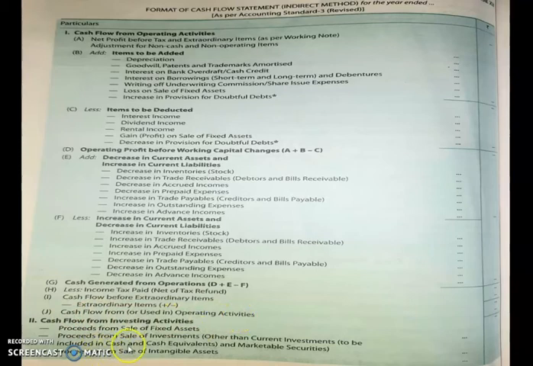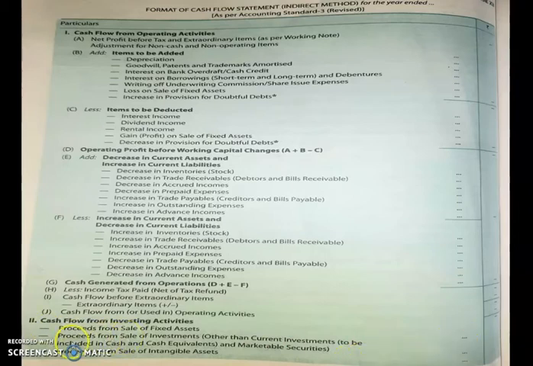Okay, now what next? Next is cash flow from investing activity. As we have discussed, investing activity means if you have purchased or sold any fixed asset, that will be shown under investing activity. You can see the example, proceeds. Proceeds means sale of fixed asset. If you sell a fixed asset, there is cash inflow, so you have to show it with a plus sign.